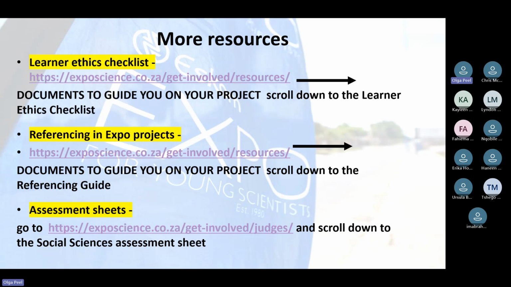Now, the assessment sheets are not in the same place. They're actually in Get Involved, Judges. So you go to exposcience.co.za and you can download all of the assessment sheets. Obviously, I'm talking about the social sciences assessment sheet. And as I said, please use the assessment sheet as a guide to writing your report.